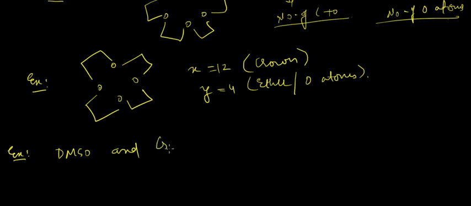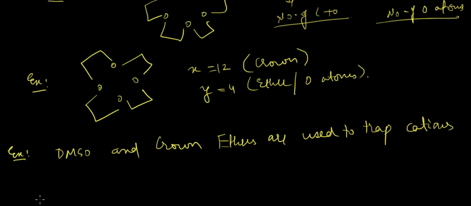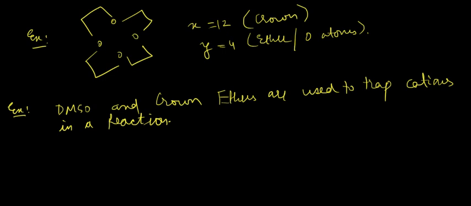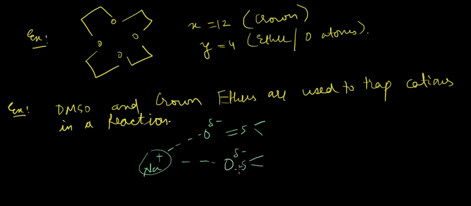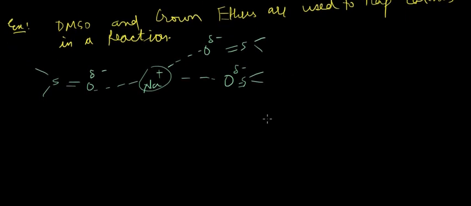So DMSO and crown ethers are used to trap cations in a reaction. Okay, so let's say we have Na plus as the cation, here, here, here. So this is the DMSO, and similarly for crown ether you can make it, not a big deal.